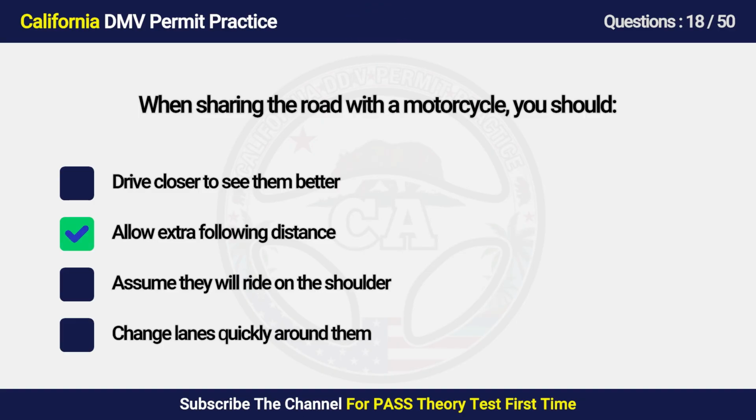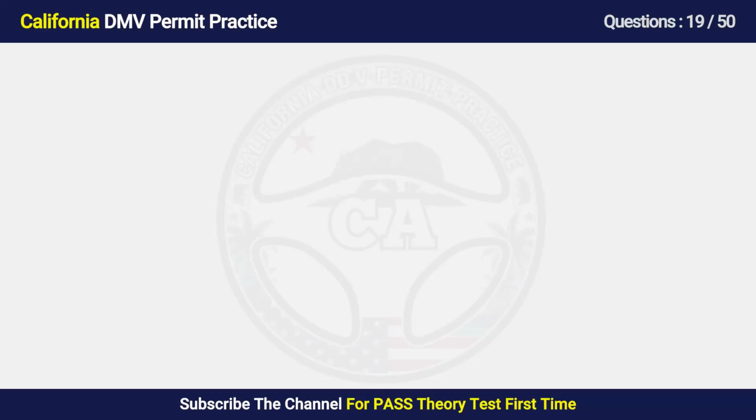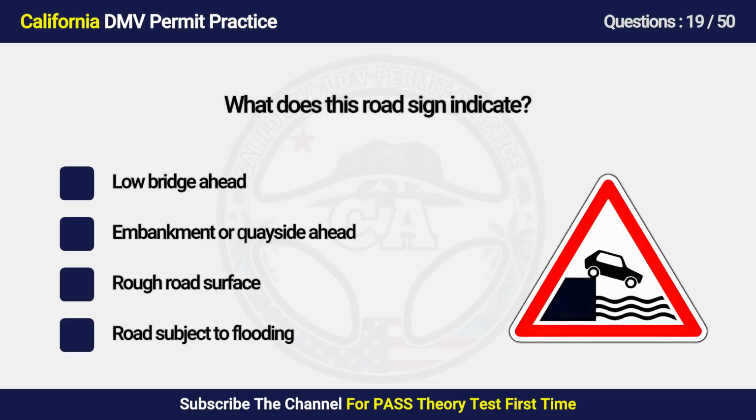Answer is B. Allow extra following distance. Motorcycles have the same rights as other vehicles. Allow extra following distance and be mindful of their smaller size, which can make them harder to see and judge speed. Question 19. What does this road sign indicate? A. Low bridge ahead. B. Embankment or quayside ahead. C. Rough road surface. D. Road subject to flooding.